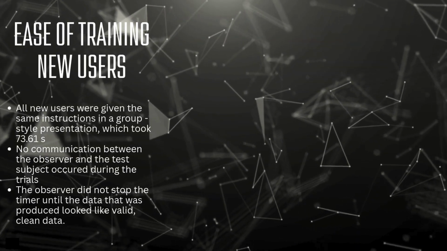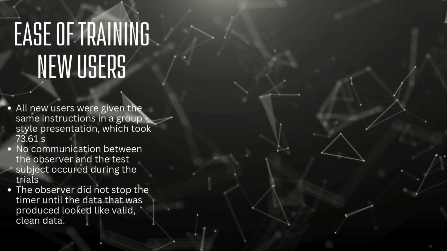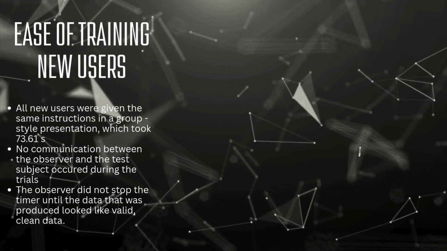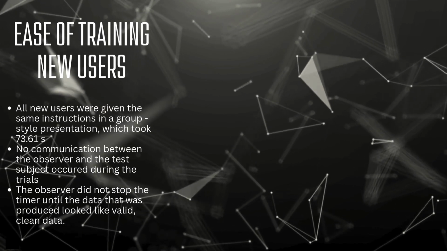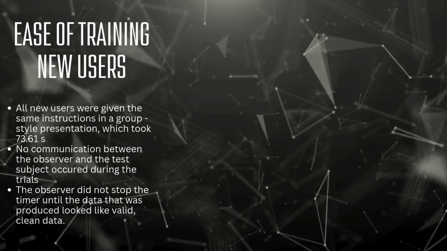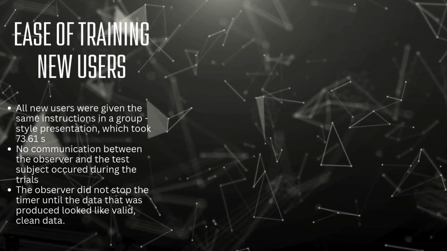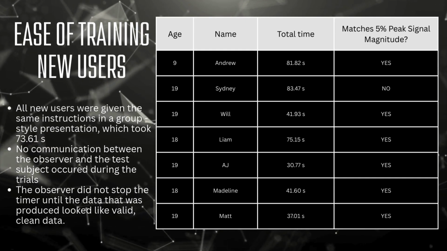To measure how easy it is to train new users, we needed to create an experiment. Using our friends and my little brother as test subjects, we gave them a demonstration of the experiment as a group, ensuring they all had exactly the same instructions. During each trial, the observer did not communicate with the test subject and only stopped the timer once the data seemed to resemble good data by looking at the graph.